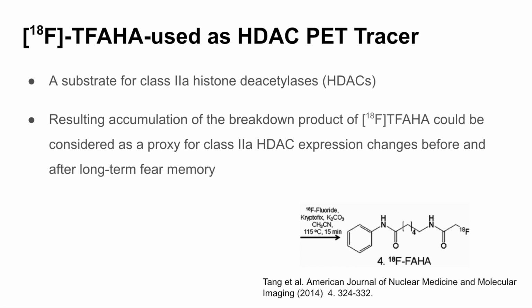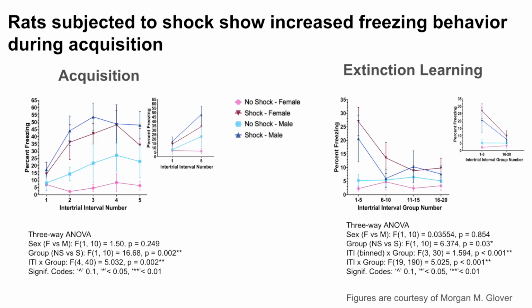18F-TFAHA was used as a HDAC PET tracer, as it is a substrate for Class II HDACs. Therefore, it is reflective of Class II HDAC expression changes before and after long-term fear memory. Our preliminary results show that rats subjected to shock show increased freezing behavior during acquisition, and this is clearly shown in the graph on the left, while the graph on the right reflects changes in extinction learning.